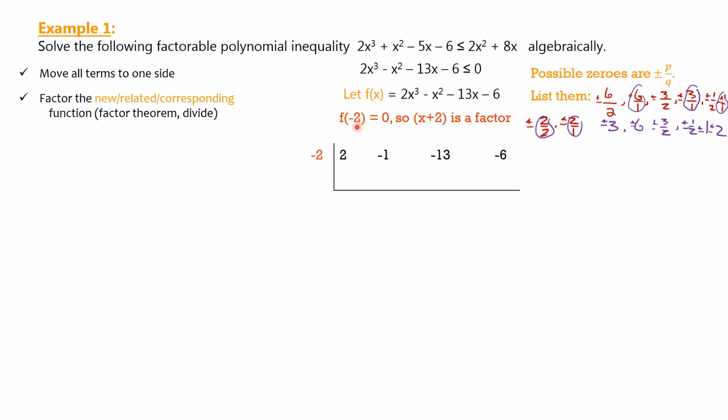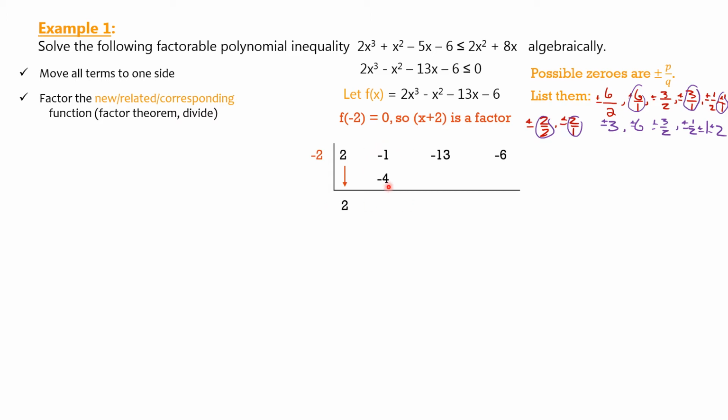Remember the number that we subbed in that worked, that factor goes here. And then our coefficients and our constant from our function go into these spots here. We bring down the 2. We multiply the -2 times +2. That gives us a -4.